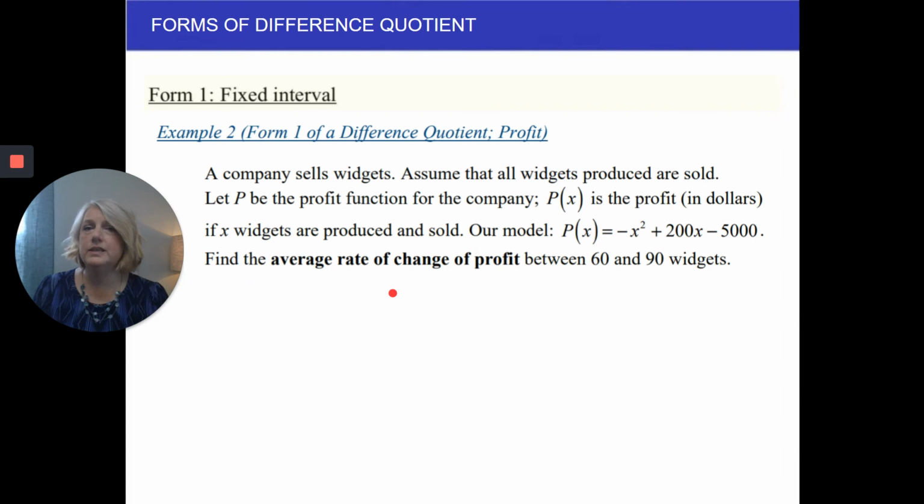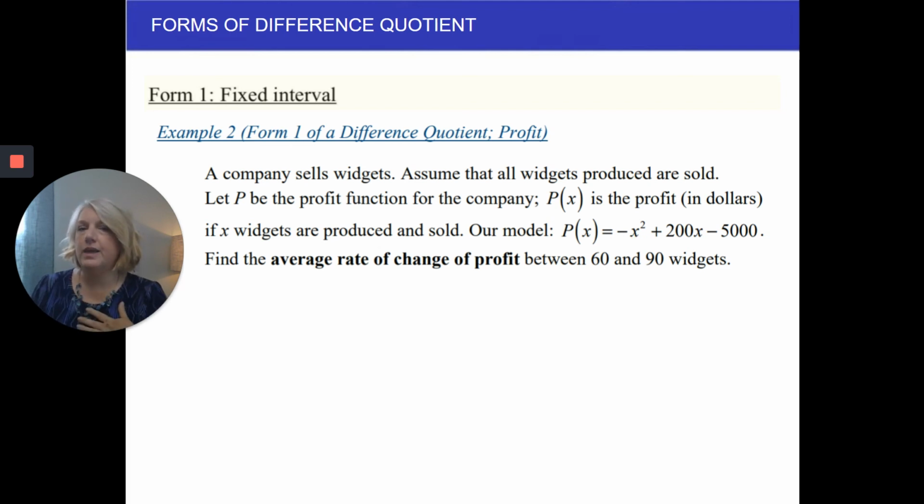All right, let's look at another example. In this one, we're going to do one that's not a time problem, but actually a profit problem. So we have a company selling these widgets, and we're going to assume that everything produced is sold, and that P is the profit for the company. And they have a nice little formula over here of what our profit is going to be, a little quadratic formula that we're going to be working with.